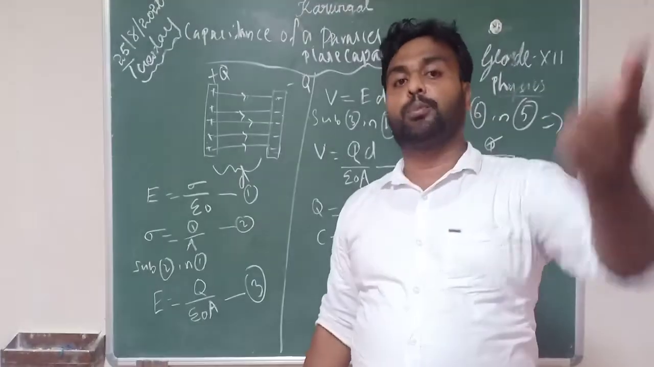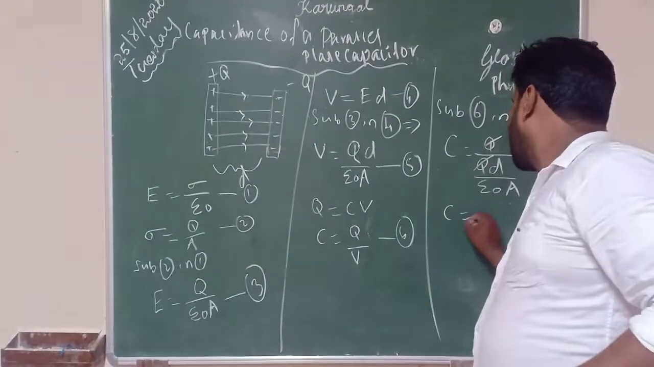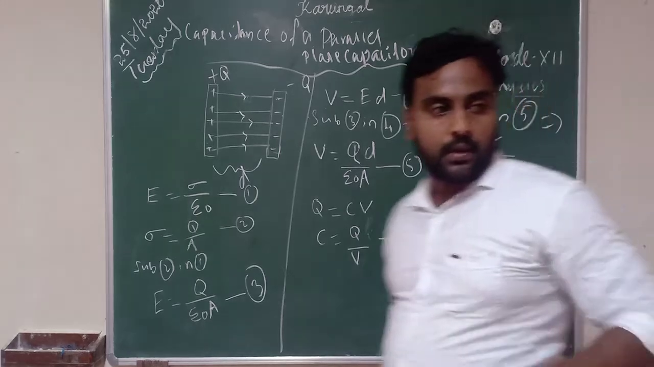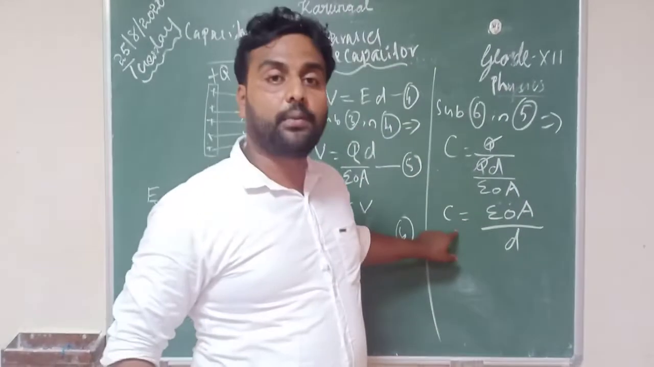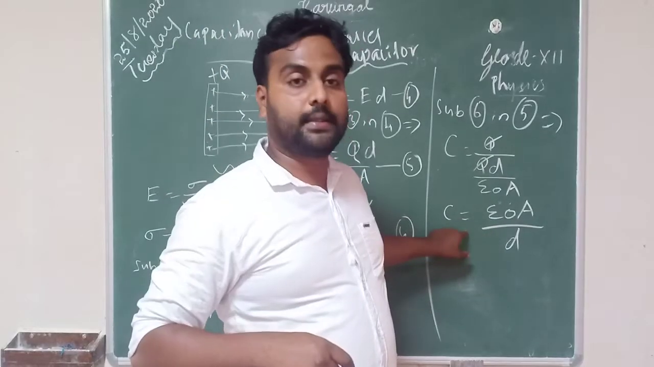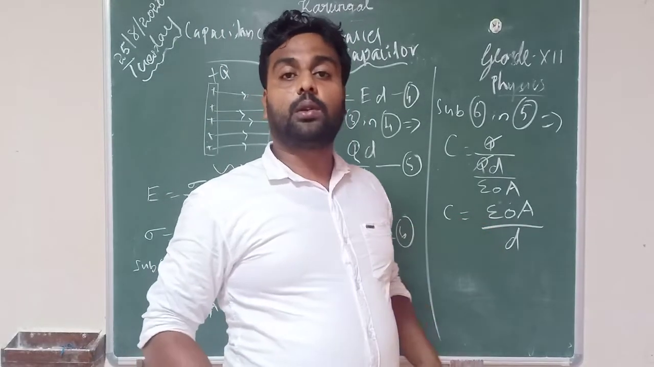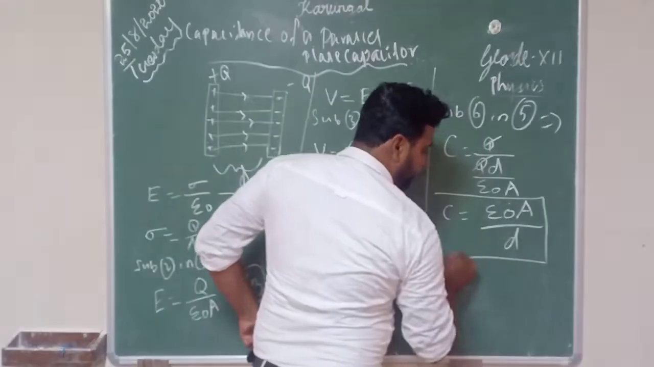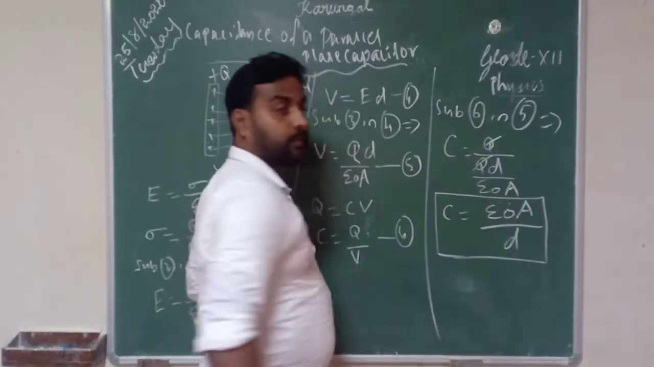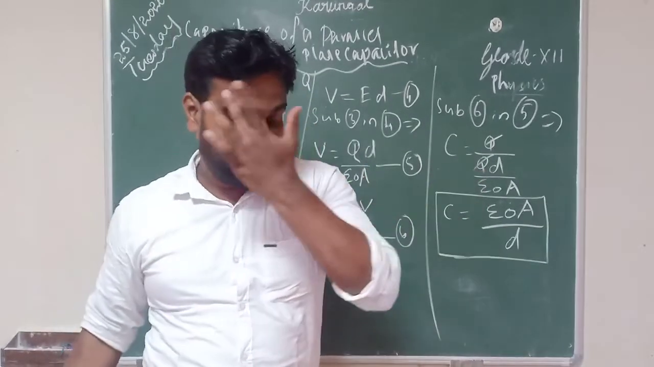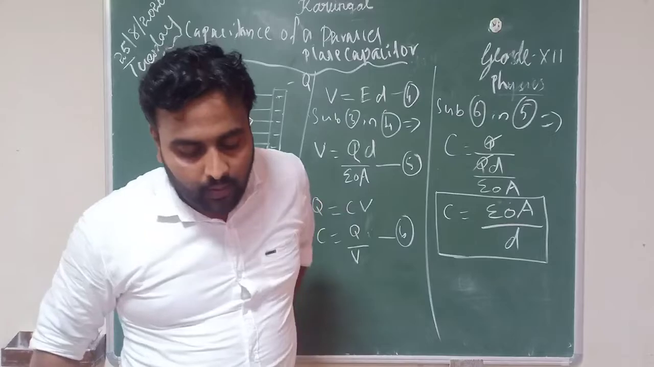You can take the reciprocal. So C is equal to epsilon 0 A by D. This is the equation we got to find out the capacitance of the capacitor. C is equal to epsilon 0 A by D. This is how we can find the capacitance of a capacitor.